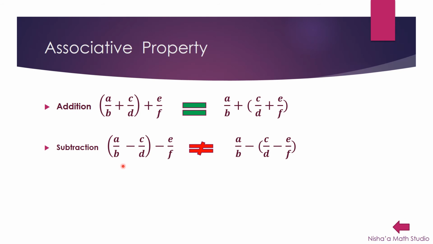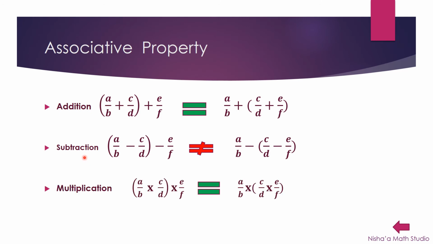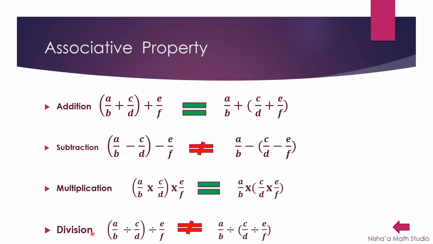But in the subtraction, if you subtract A by B minus C by D first, later you subtract E by F from it, will be different from this grouping. That is C by D minus E by F first. The difference of this subtracted from A by B. The answers will be different here. So associative property will not hold good for subtraction of rational numbers. In multiplication of rational numbers again, associative property holds good even if you change the grouping. Whereas in the division, associative property will not hold good.